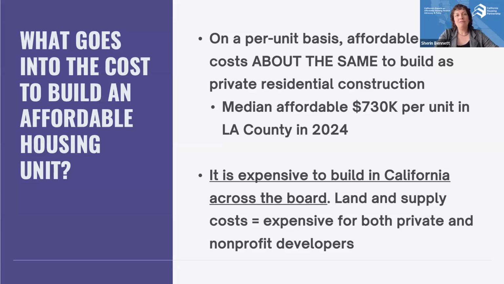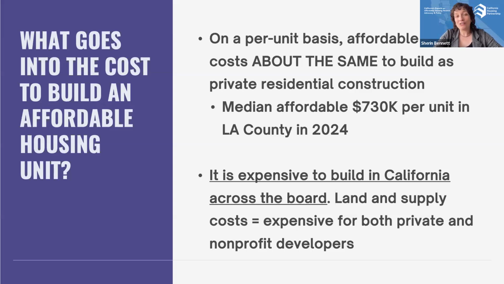And despite all of this, what we find is that on a per unit basis, affordable housing costs about the same to build as private residential construction. And this has been looked at a lot. In 2014, there was a state housing agency cost study. In 2020, the Turner Center did a big report on this. In 2024, California Housing Partnership looked into this. So in our recent report, we're finding that for LA County, the median affordable per unit cost is about $730,000.